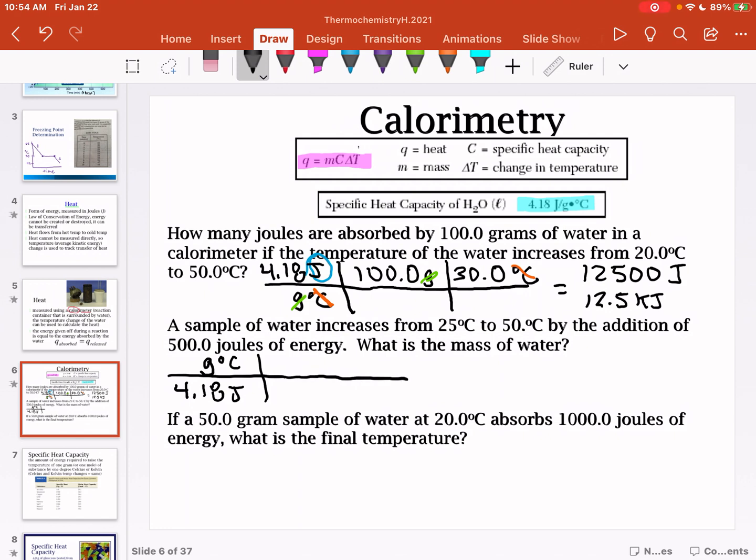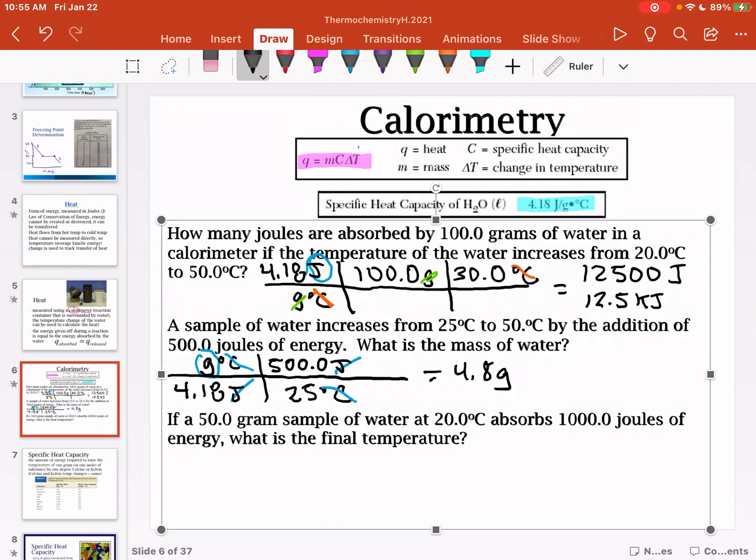And I was given 500 joules of energy. So this time my joules is going to cancel here and here. And I'm looking to keep mass, and I want to cancel degrees Celsius with my temperature change. My temperature change from 25 to 50 is a difference of 25 degrees Celsius. And so that's going to cancel out my degrees Celsius here, top and bottom, as my delta T. And I can push buttons, and I get 4.8 grams.